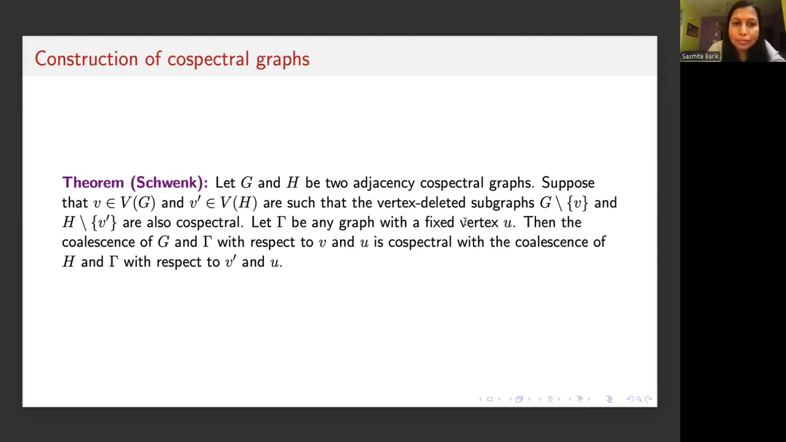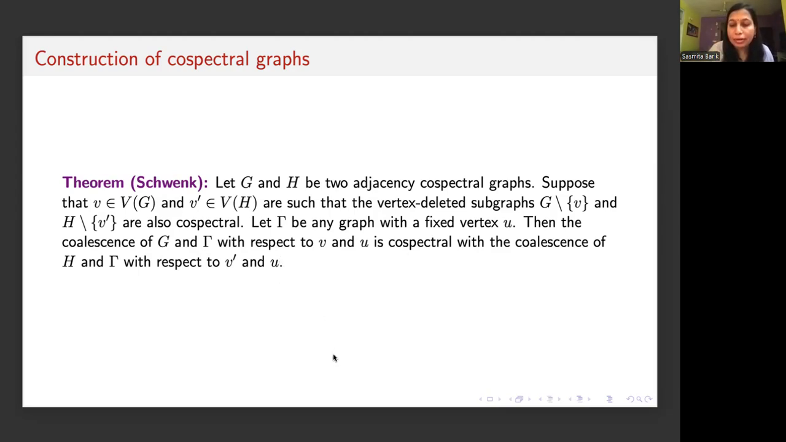And what you do is the coalescence. That means attach the graph gamma at the vertex v of G, and attach the graph gamma at the vertex v' of H, using the vertex u of gamma. That way, the two new graphs you make will also be co-spectral.